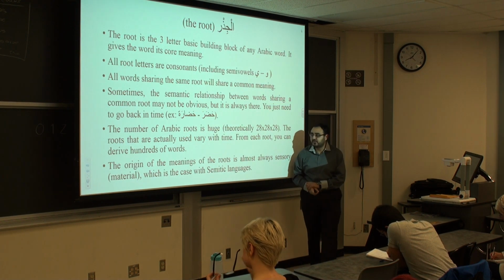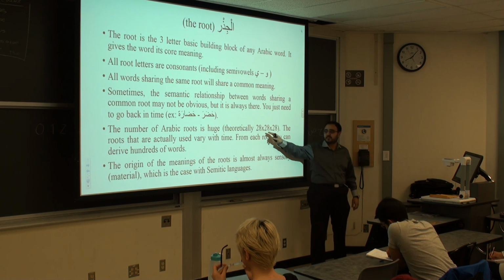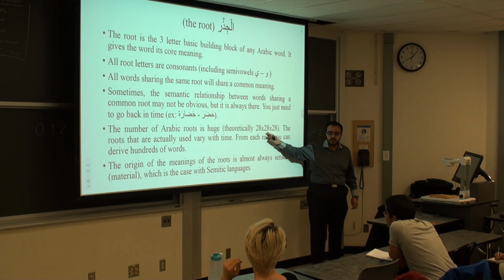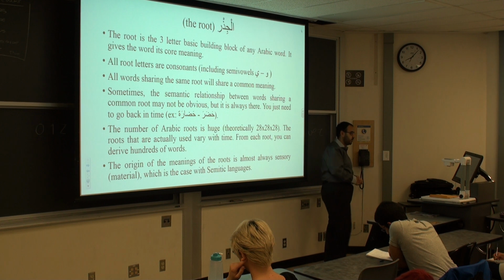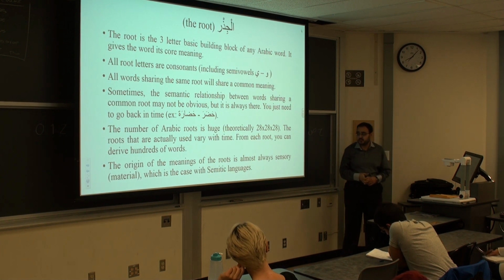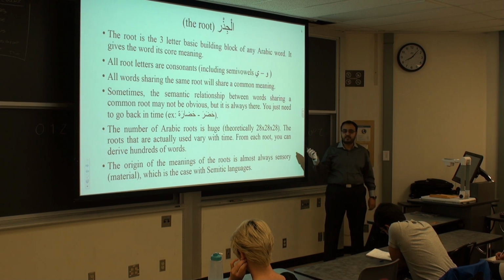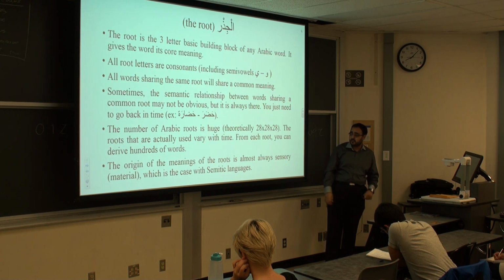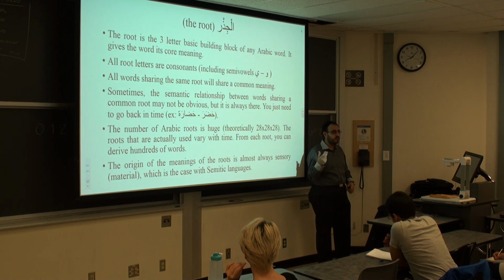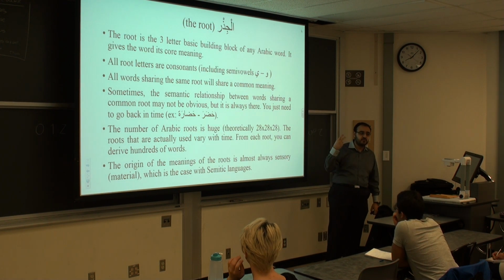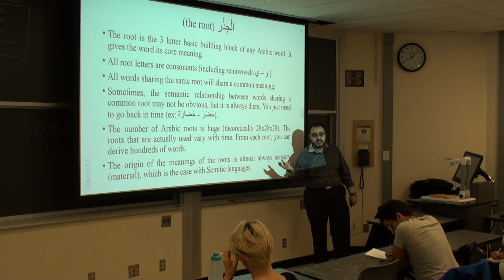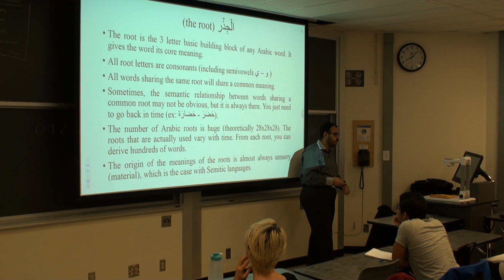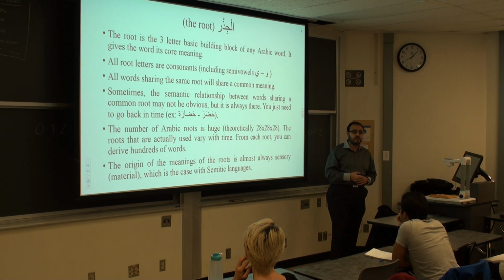The number of Arabic roots is huge. Theoretically, we have 28 letters, so we have 28 possibilities for the first letter, 28 possibilities for the second, and 28 possibilities for the third letter, which are the 28 consonants that we have in Arabic. However, not all of these are always used. That's theoretically the maximum number of roots, but the actual number varies with time. Some roots may have been used 1,000 years ago and are not used today, and some roots may be used hundreds of years from now that are not used today. So the number of roots is always changing.